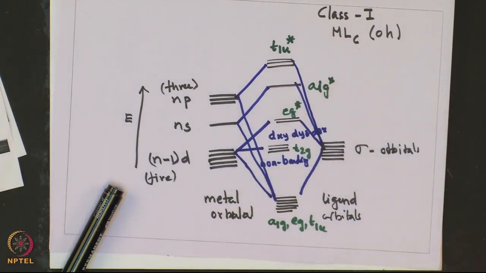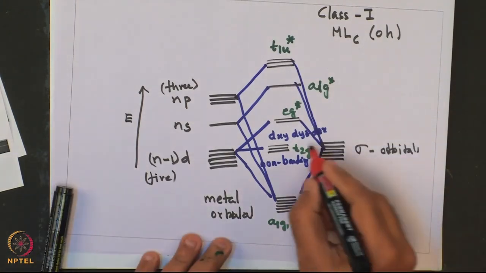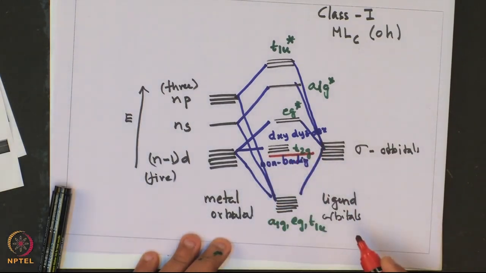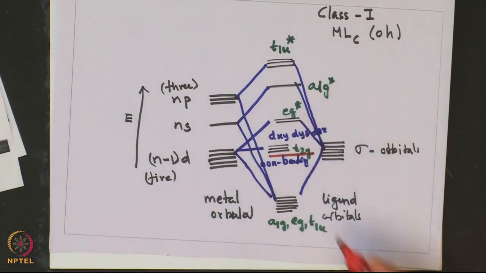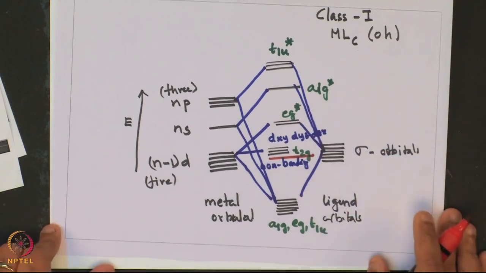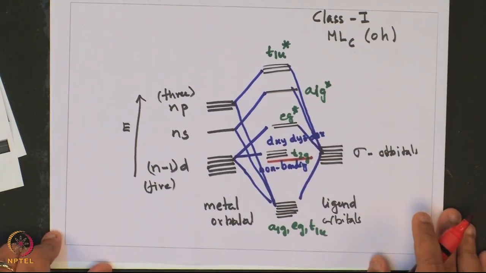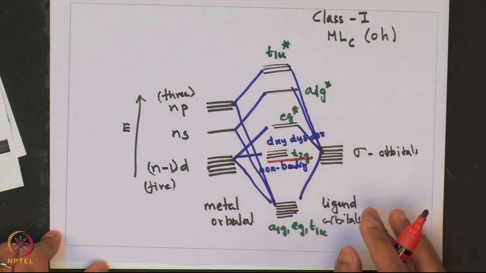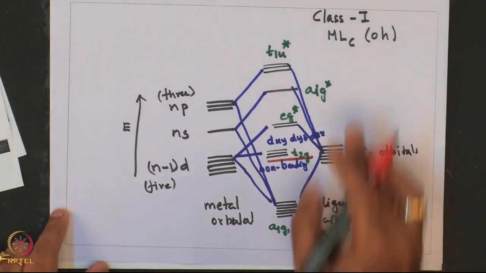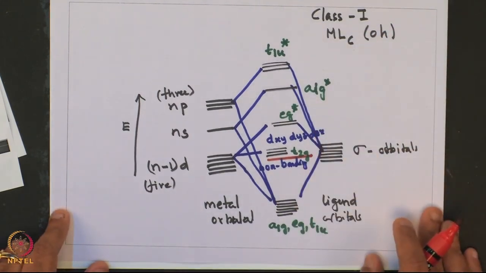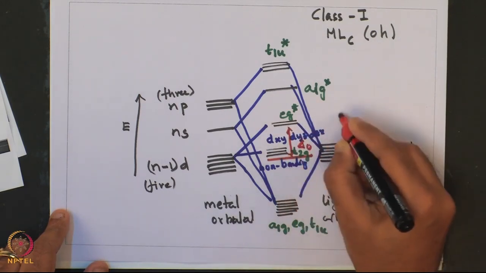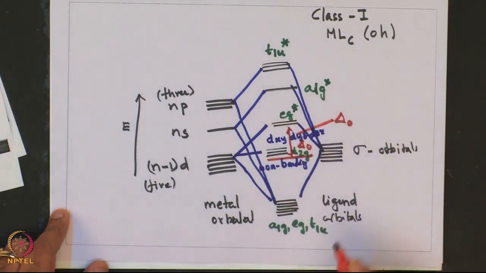Now, what we see over here is that T2g is non-bonding, and Eg star is the lowest empty antibonding orbital. Now, looking at this, one can arrive at the conditions for which the class 1 type would be valid. And this difference in the energy is called delta 0 or the splitting energy.